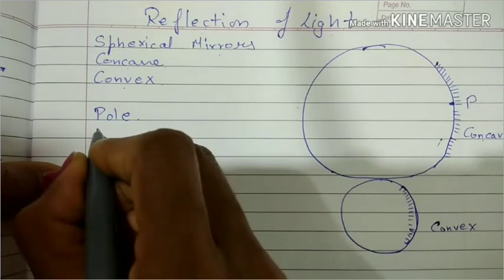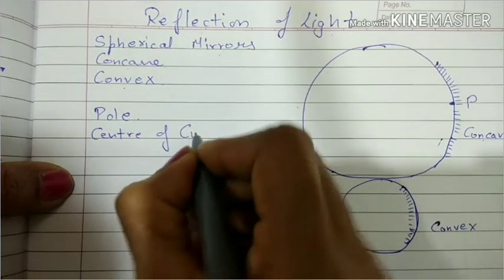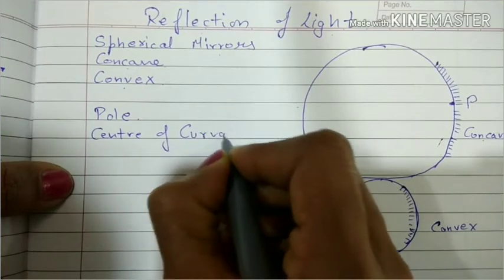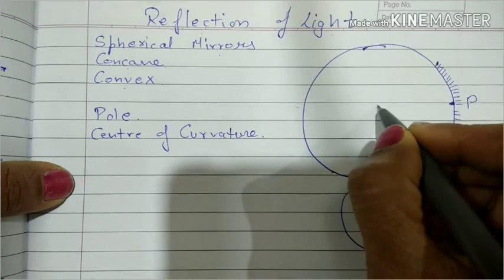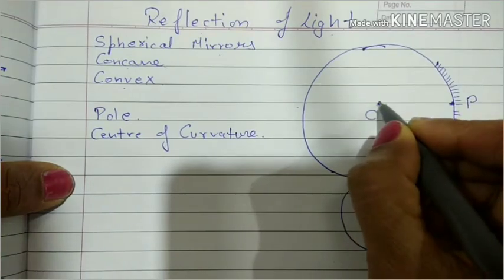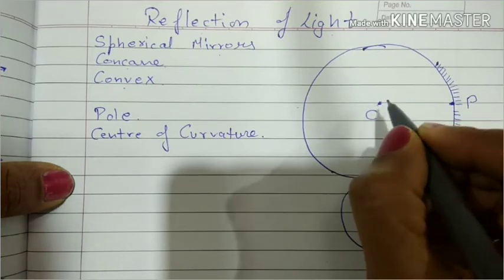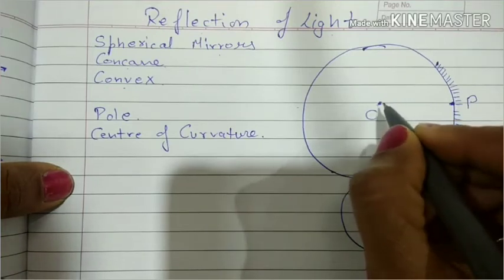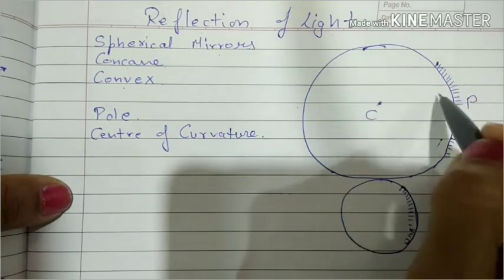Now let's consider what is center of curvature. It's pretty simple. The center of the sphere, let's denote it by C. The center of the sphere is called the center of curvature. Now, if you want to define it, you have to be very specific in saying the center of the sphere of which the mirror is a part.